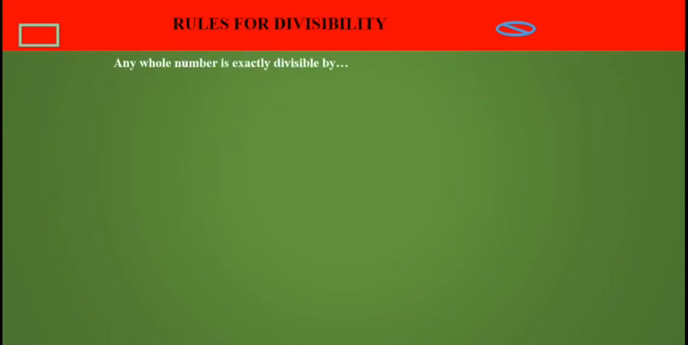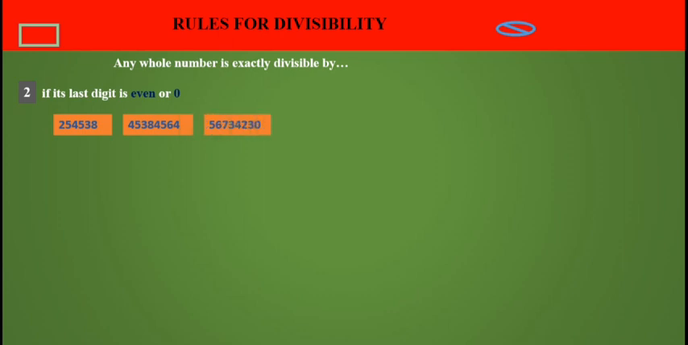Any whole number is exactly divisible by 2 if its last digit is even or 0. For example, in these numbers, the first two numbers end in 8 and 4, while the third number's last digit is 0. So these numbers are divisible by 2.